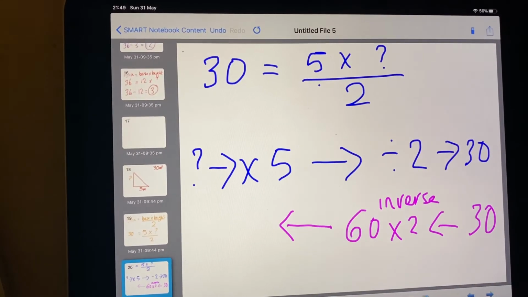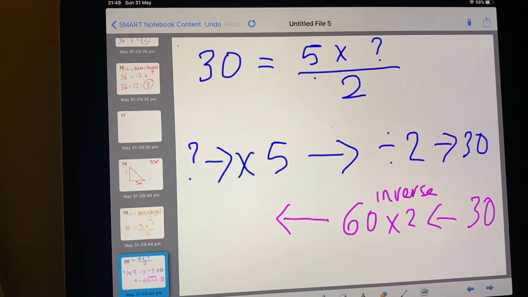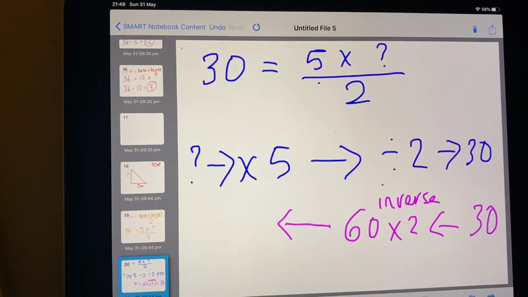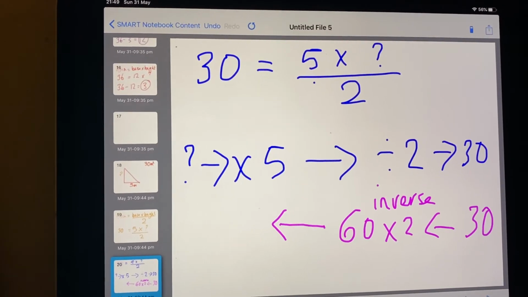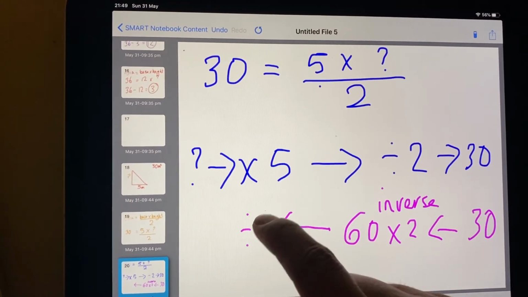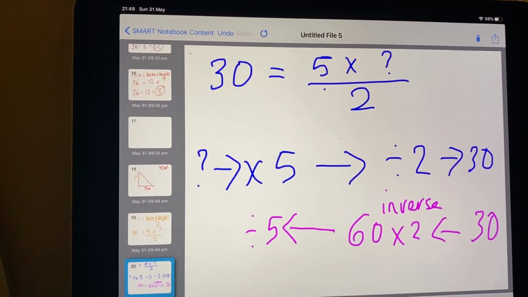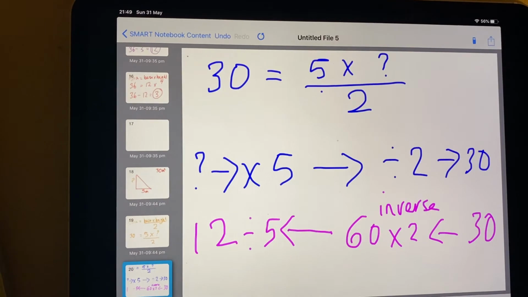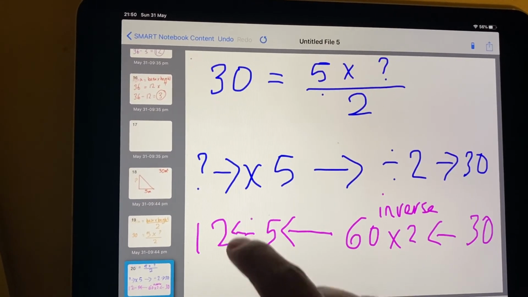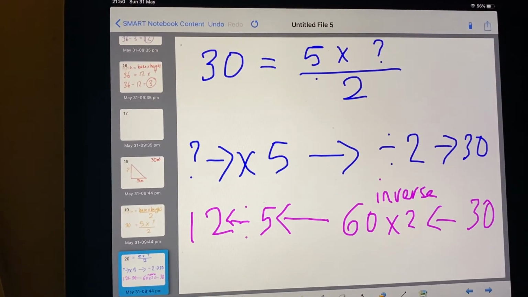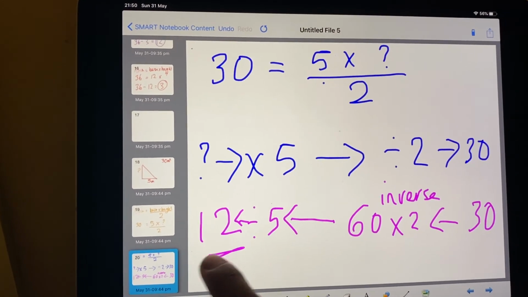Now, what do you think the inverse of times by 5 might be? Yeah, it'll be divide by 5, which will give me 12. Okay, 12.